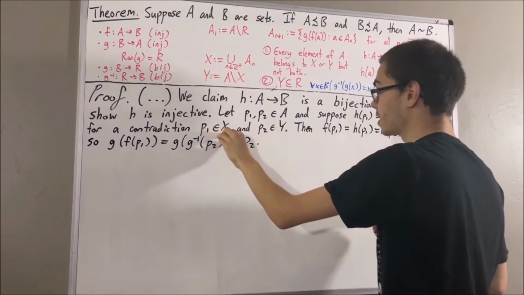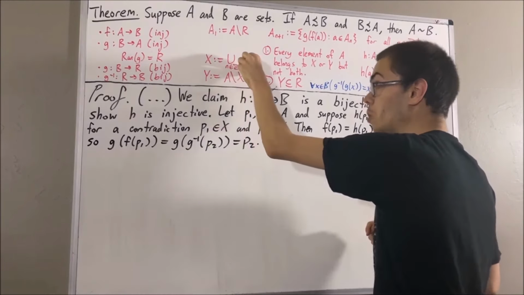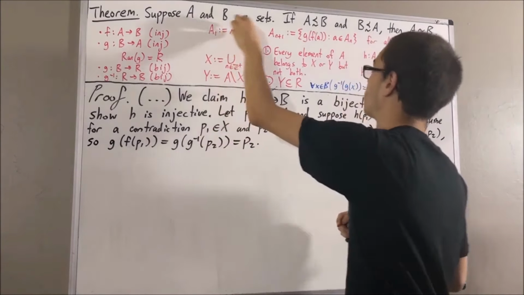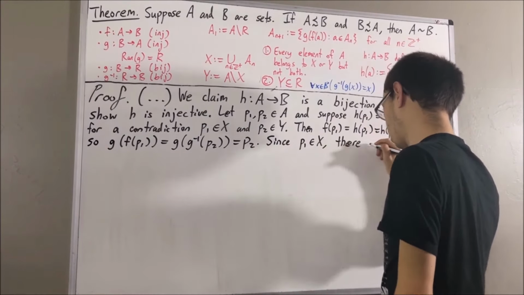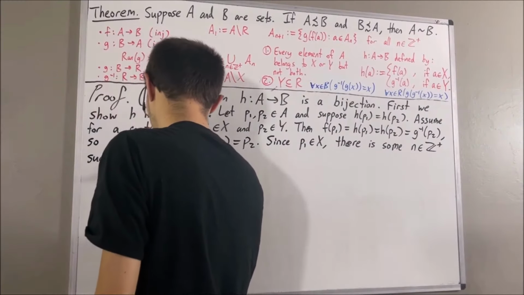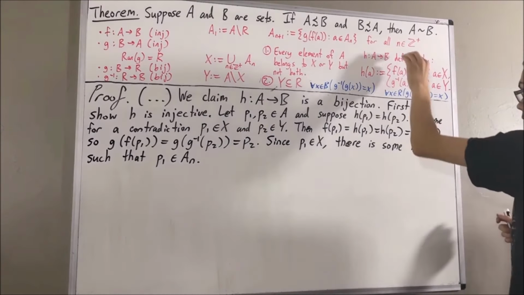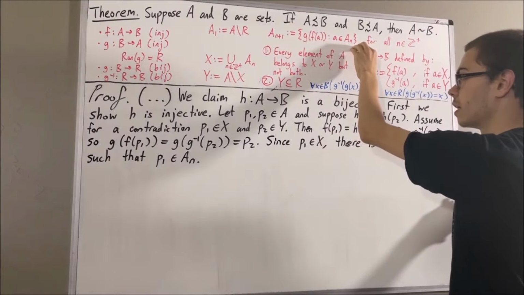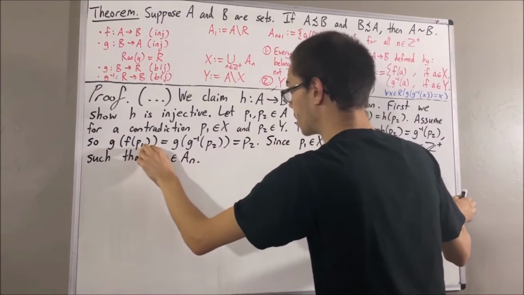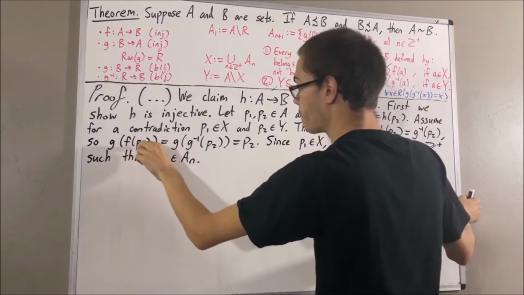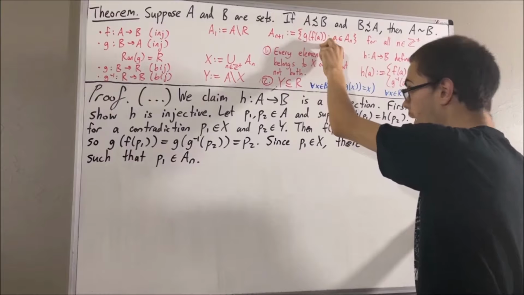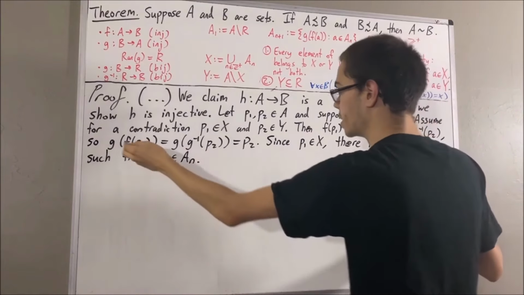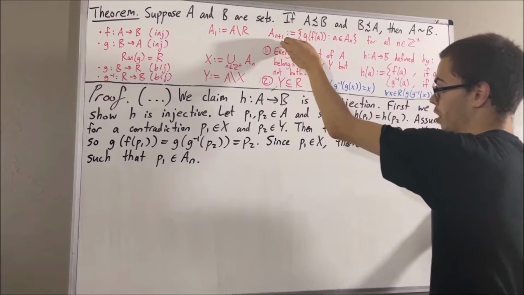Now, since p1 is an element of x, this means that p1 is an element of the union of all sets in our sequence. So p1 must be an element of some set in our sequence. Well, since n is a positive integer, if we take n to be the n we have here, then an plus 1 is precisely this set. And we have that g of f of p1 must be an element of this set, because g of f of p1 fits this form. And p1 is an element of an, because that's what we have right here. So yeah, g of f of p1 is definitely an element of an plus 1.